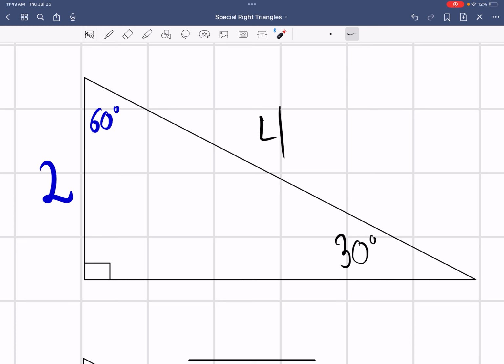And just like before, to go from the short leg to the long leg, we multiply by root 3. So 2 times root 3 is 2 root 3. Done. Next.